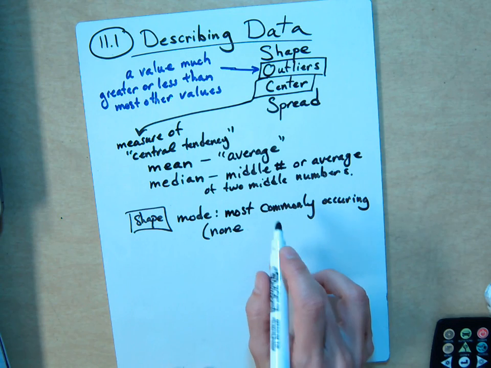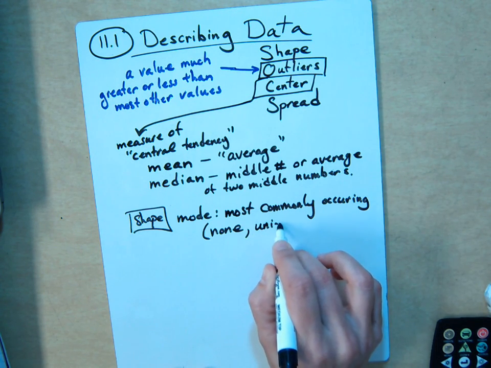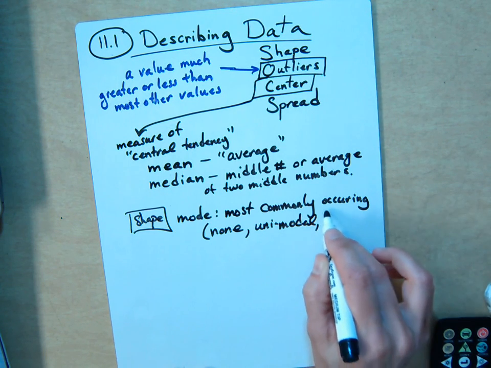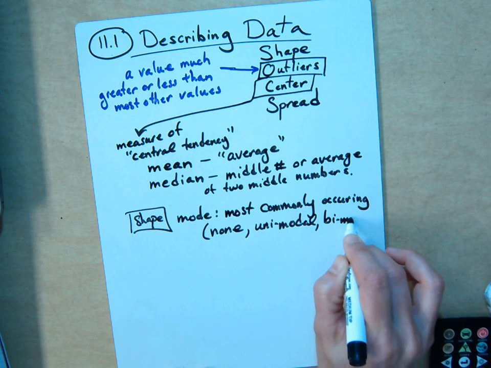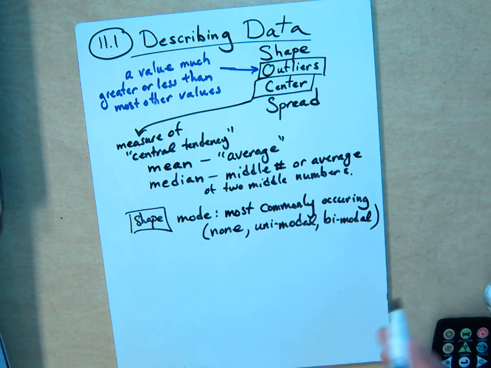Anyway, so there might be no mode. It might be unimodal if there's just one number that's most frequently occurring, or it could be bimodal. So you can have multiple modes, etc. So that's for shape. That's what we have for now.